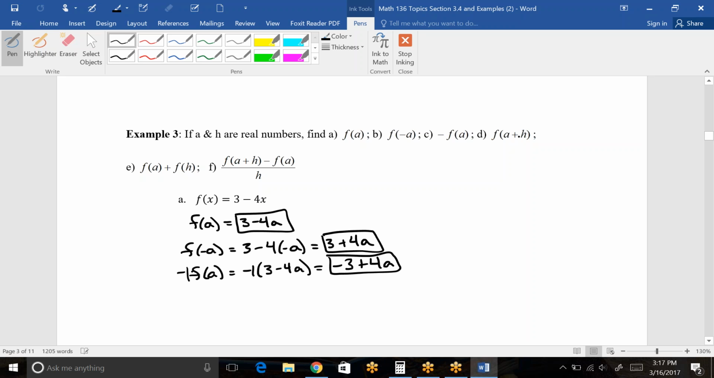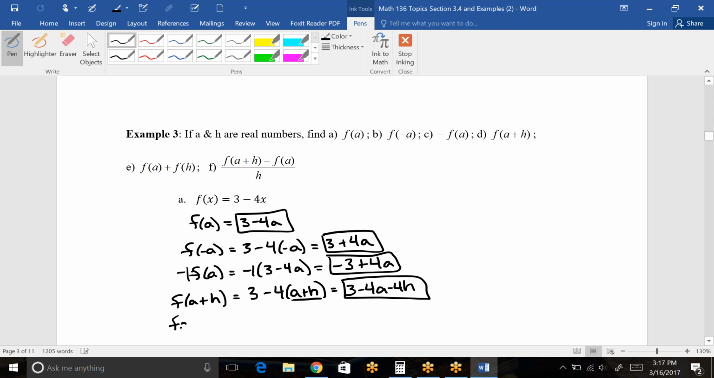The next one is f of a plus h, where we're actually plugging in a binomial for an x. So 3 minus 4 times a plus h in parentheses, because it's going in for the entire x. So this needs to be distributed. This would be 3 minus 4a minus 4h.